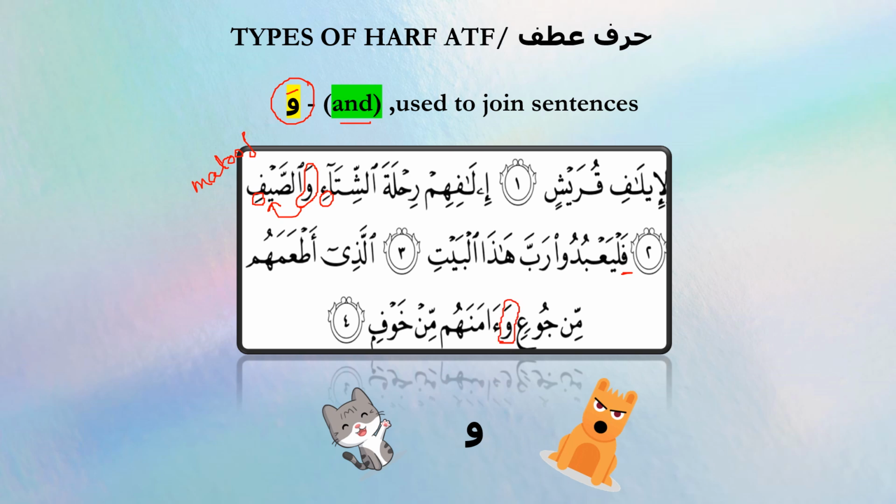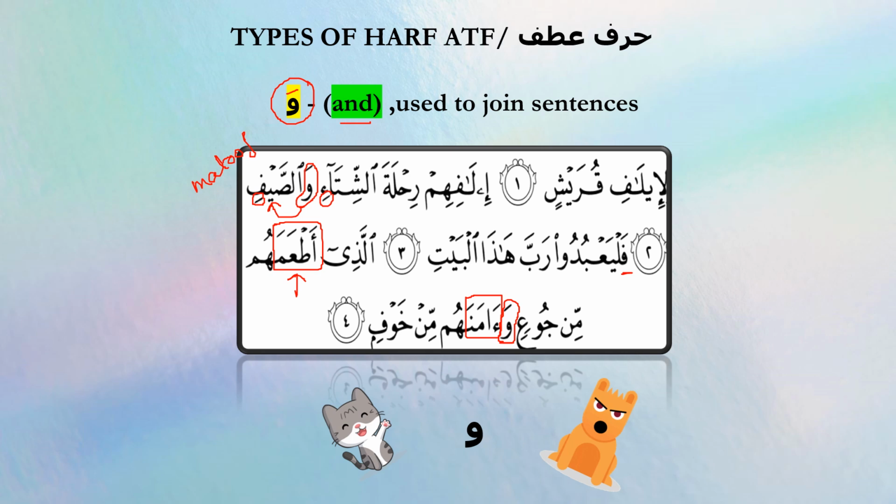Now wa harf atf can come for the verbs also, not only for the nouns. For example, in this sentence, you can see the past tense verb at'ama. At'ama means to provide food. And amana. Amana means to give safety. So you can see the past tense verb before a waw and a past tense verb after a waw. So this can also happen with the verbs.